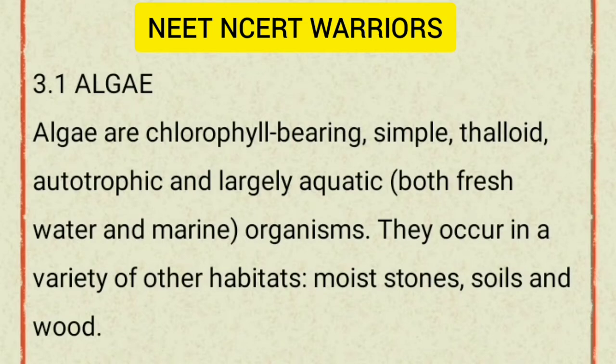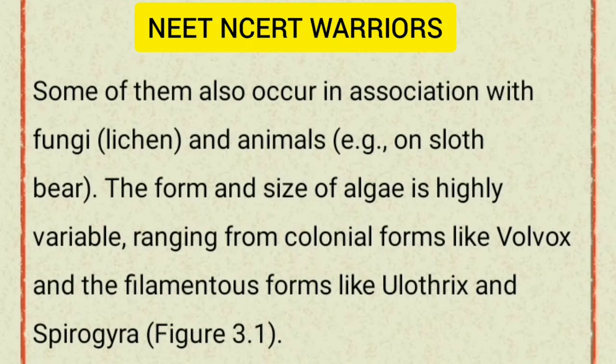Topic: algae. Algae are chlorophyll-bearing, simple, thalloid, autotrophic and largely aquatic, both freshwater and marine organisms. They occur in a variety of other habitats: moist stones, soils and wood. Some of them also occur in association with fungi in lichen and animals. The form and size of algae is highly variable, ranging from colonial forms like Volvox and the filamentous forms like Ulothrix and Spirogyra you can see in Figure 3.1.